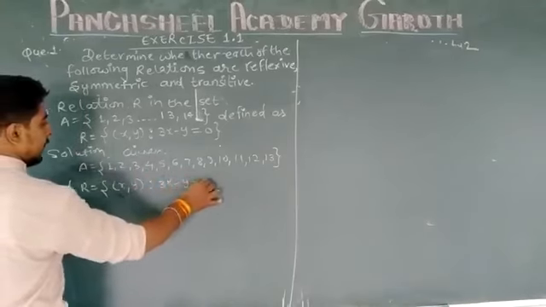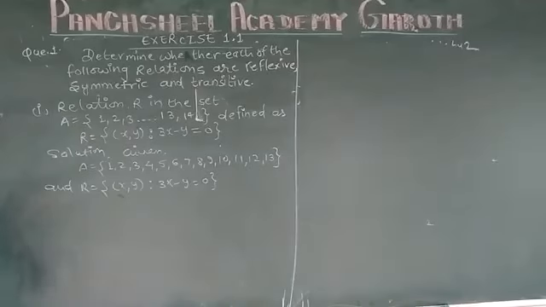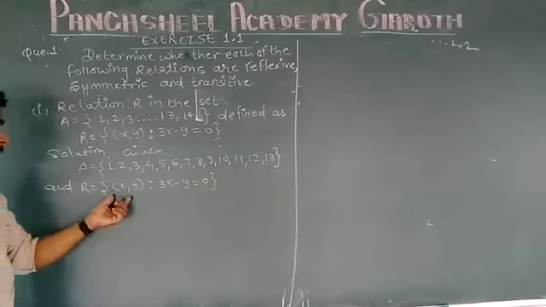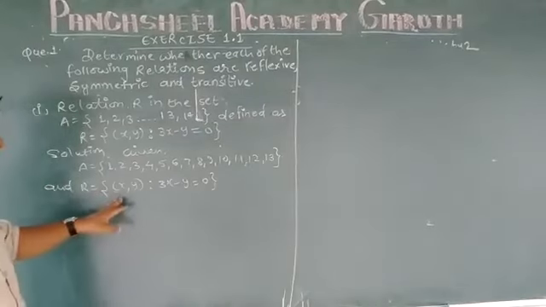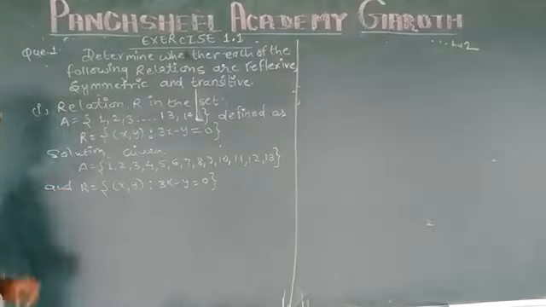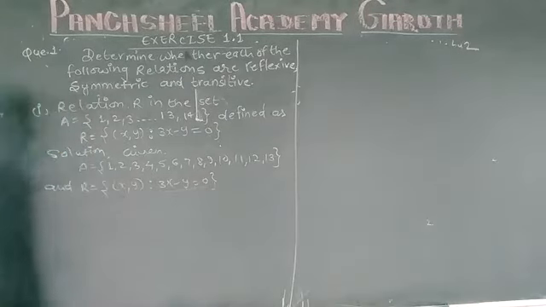3x minus 5 is equal to 0. The relation is defined here. 3x minus 5 is equal to 0. So first of all, we will discuss which ordered pairs will come in R according to that given equation.